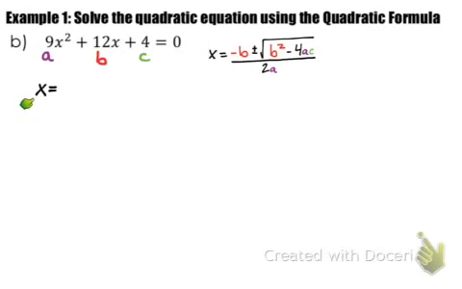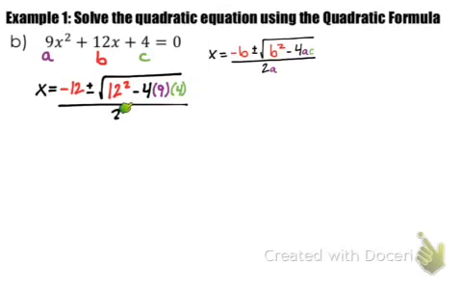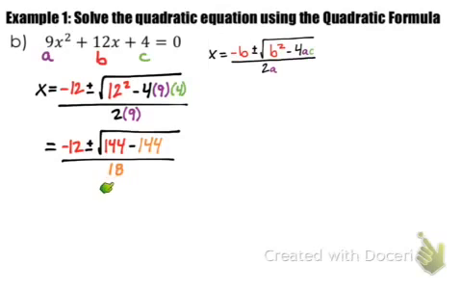So to solve for our value of x, we have x equals opposite b plus or minus the square root of b squared, so that's 12 squared, minus 4 times 9 times 4, all over 2 times 9, and that's the quadratic formula. So we simplify from here. So we have x equals negative 12 plus or minus the square root of 144 minus 144. That looks pretty fishy, but we're going to keep going. Divided by 18. Simplified further, negative 12 plus or minus the square root of 0 all over 18.